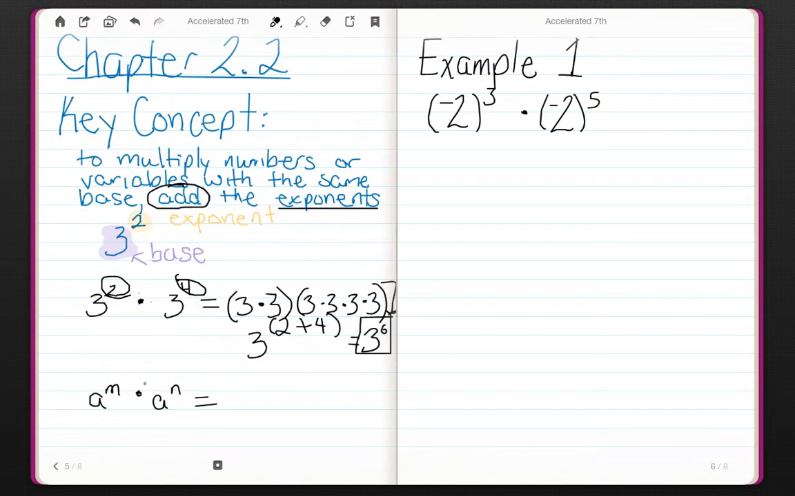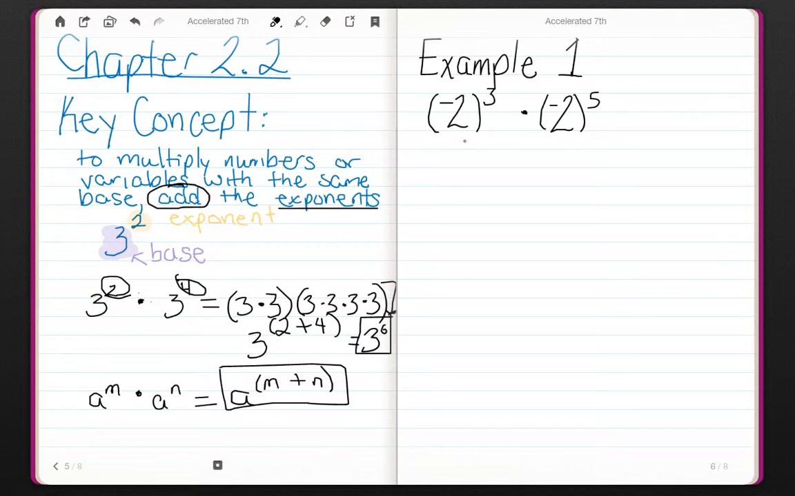So let's take a look from an algebraic standpoint. Here I have a to the m power times a to the n power. Since my bases are the same, I can keep the base and add my exponents, m plus n. Since I don't know what a, m, or n are equivalent to, this is as simplified as I can make this algebraic expression. So let's go over here to example 1 and take a look at how we apply multiplying numbers by adding the exponents.